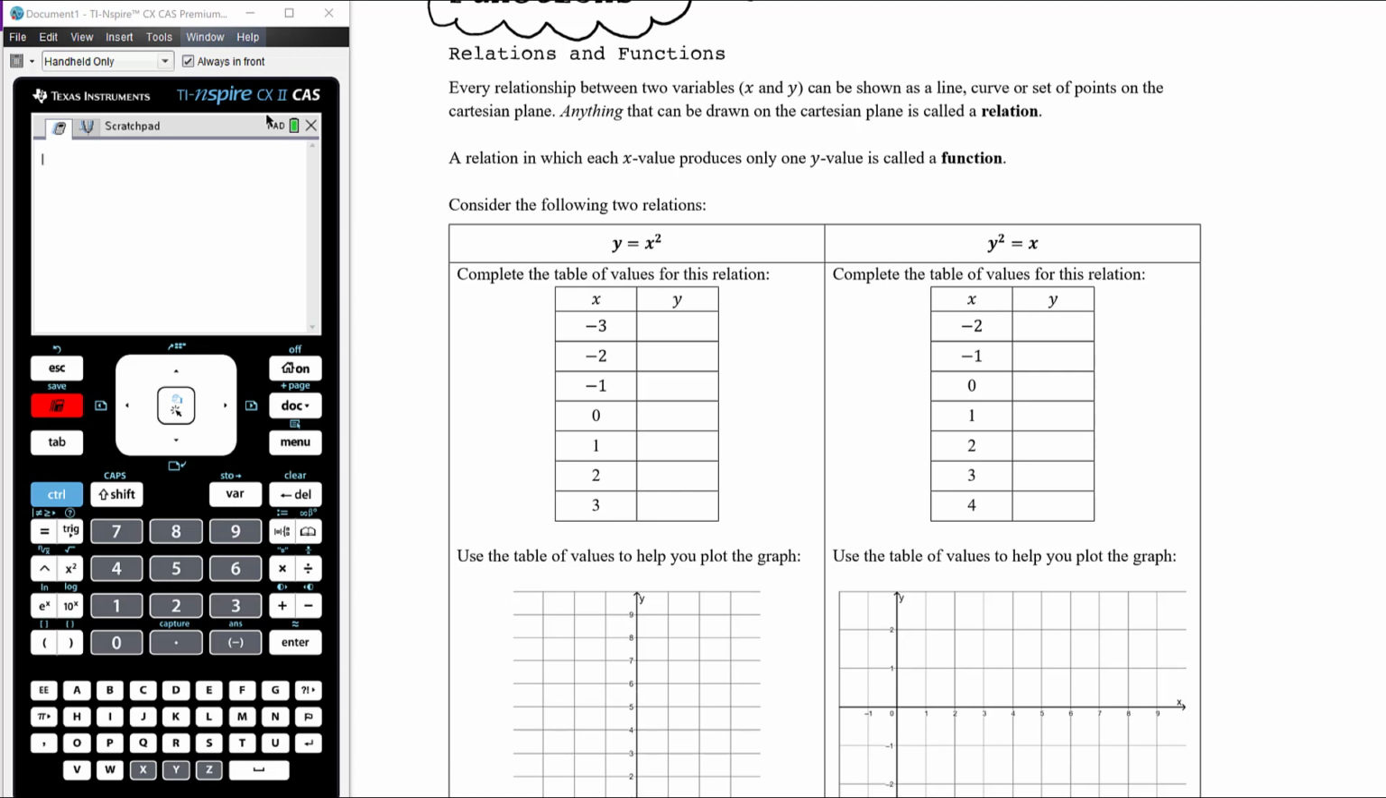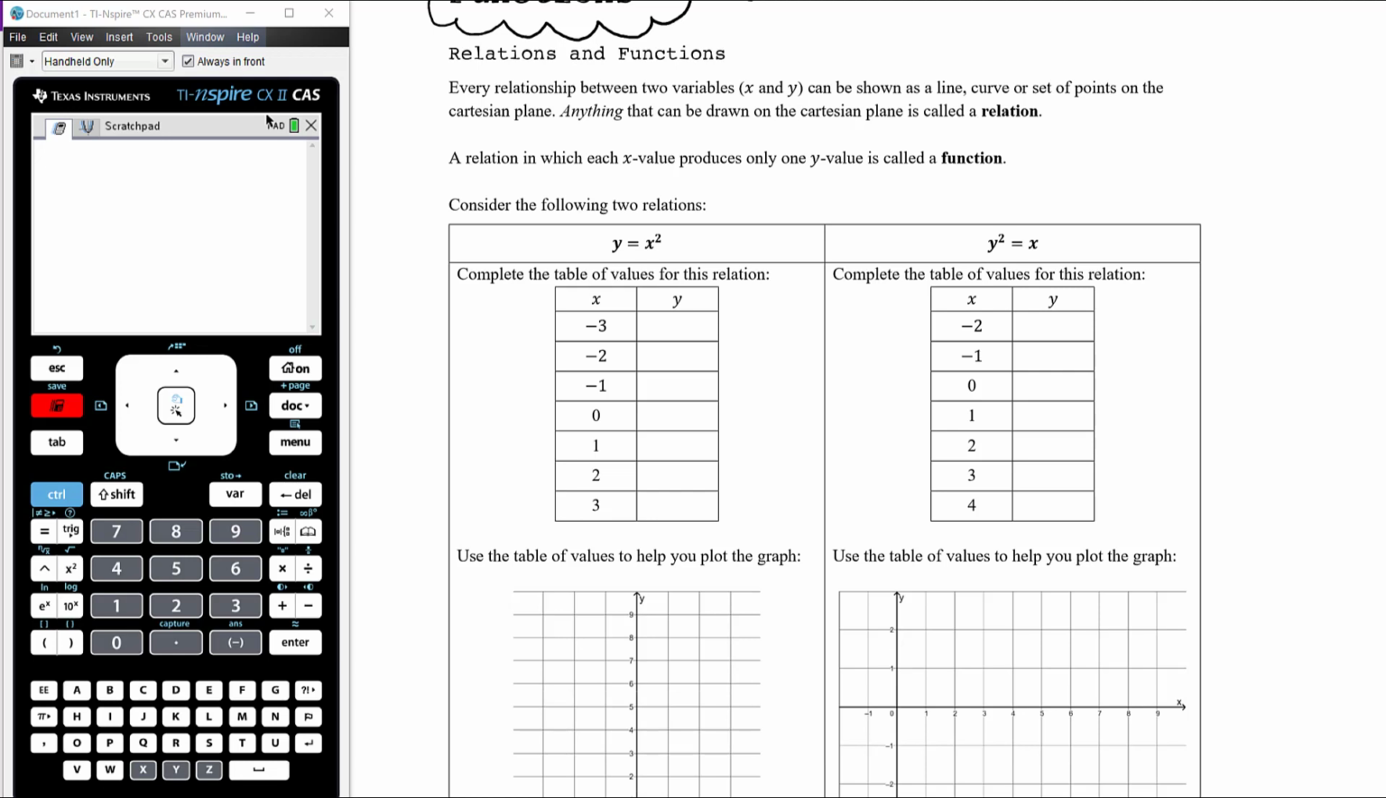Every relationship between two variables, regardless of what you call them, can be shown as a line, curve, or set of points on the Cartesian plane. So you're going to be able to represent that relationship through some set of markings on a Cartesian plane, whether it's a straight line, a curve, or just a couple of individual points. And anything that can be drawn on the Cartesian plane, so any relationship between two variables, is called a relation.